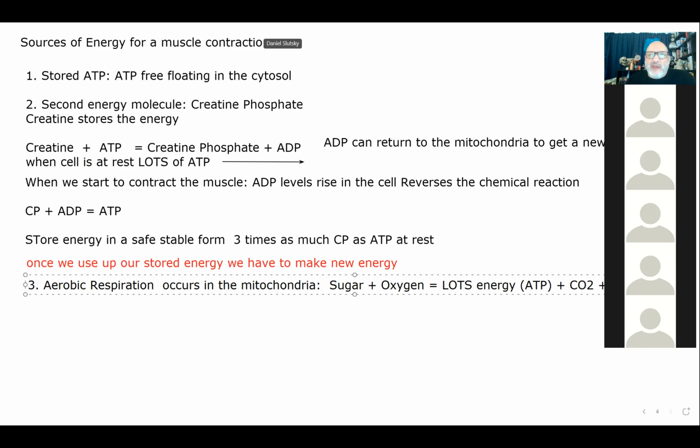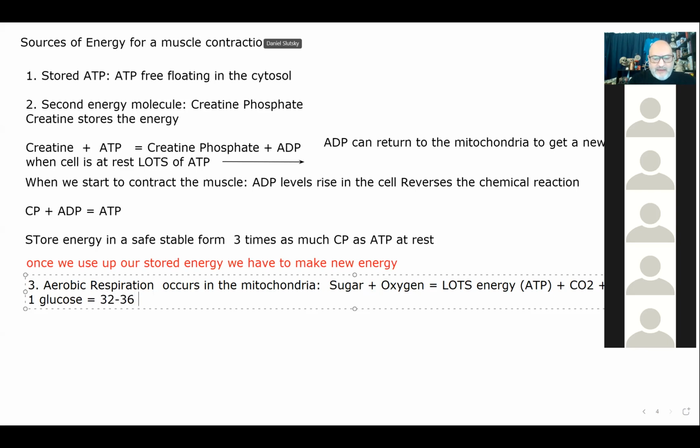This is an incredibly efficient process. From this, one single glucose can be broken down completely to make how many ATP? 32. Actually, the net is somewhere closer to 32 to 36 ATP. It's not an exact number, but it's in that range. It is an incredibly efficient process. All right.